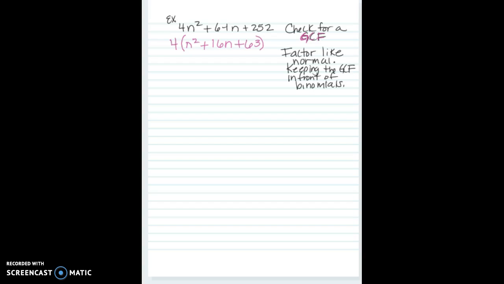Now we need the factors of 63 that will add up to 16. And those factors are 7 and 9. So we know we have a 4. We know we have two parentheses. They each need a plus sign. We know we have n and n for n squared and 7 and 9 for the rest of our factors.